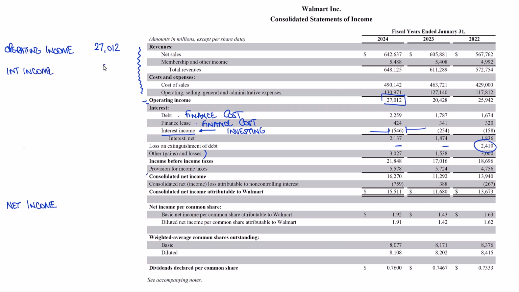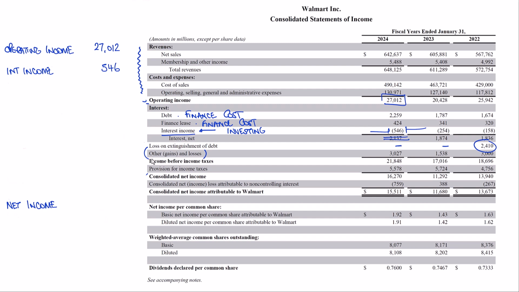It's income of 546, so it's going to add to operating income. Not bothered about the 2137, that's just a subtotal. Don't have any loss on extinguishment of debt. If I did, that would be a cost resulting from financing. It would be a finance cost.